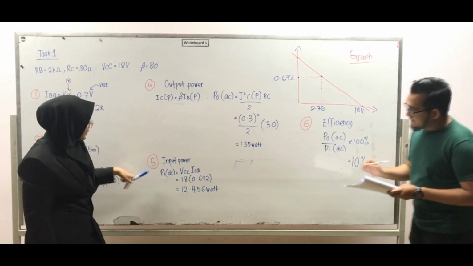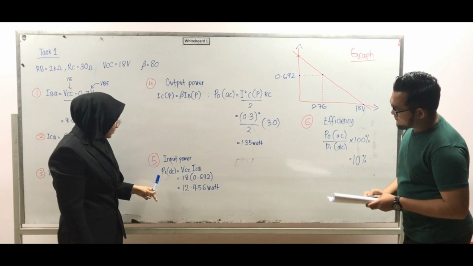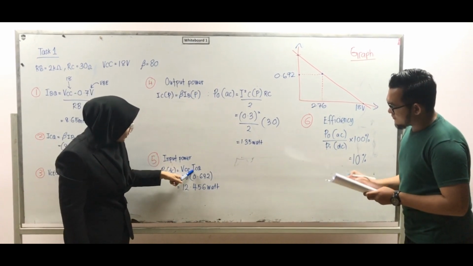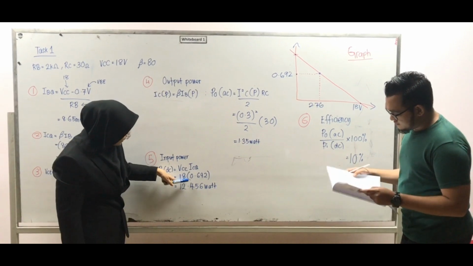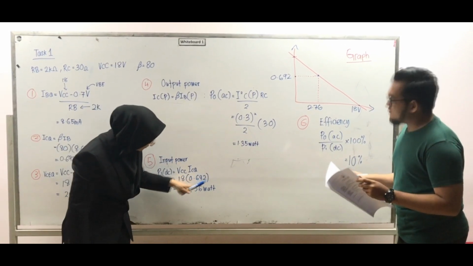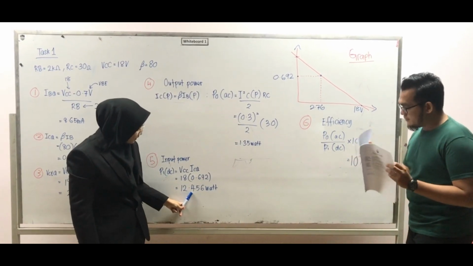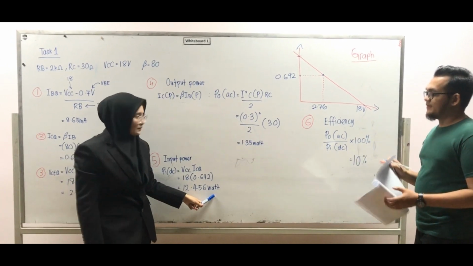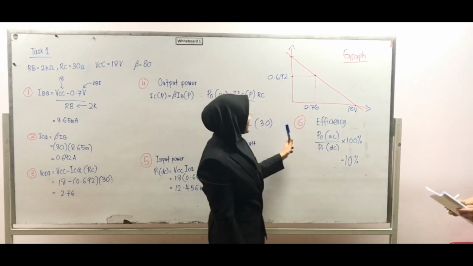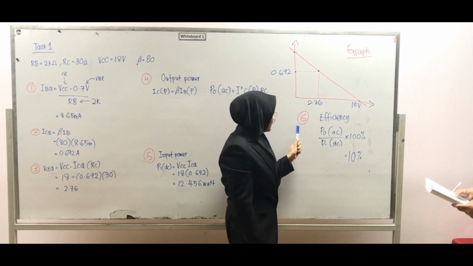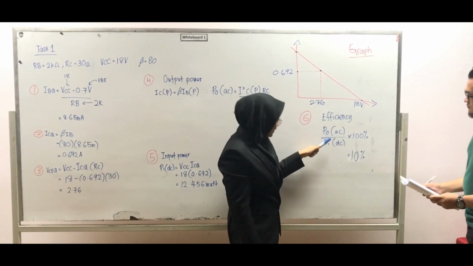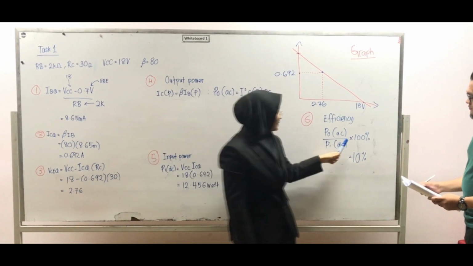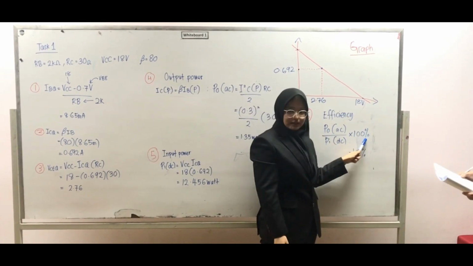Then you calculate the input power. For the input power, VCC is multiplied by ICQ. We multiply 18 by 0.692. We got 12.456 watt. The last one we calculate is the efficiency. For the efficiency, power output is divided by the power input, then multiplied by 100%.